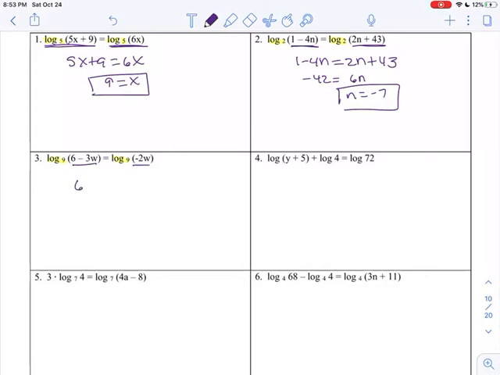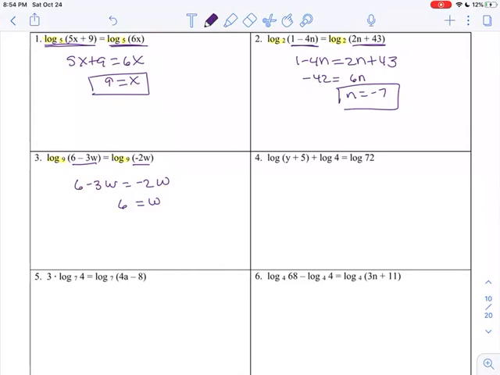All right, number 3. I have log base 9 on the left, log base 9 on the right. Perfect, I just have one log on each side. 6 minus 3w equals negative 2w. I'm going to add 3w, and that gives me w equals 6. But when I plug in 6, negative 3 times 6 is negative 18, and 6 minus 18 is negative 12. So this is not a solution. There's no solution because the solution I got makes it negative. It cannot be negative.